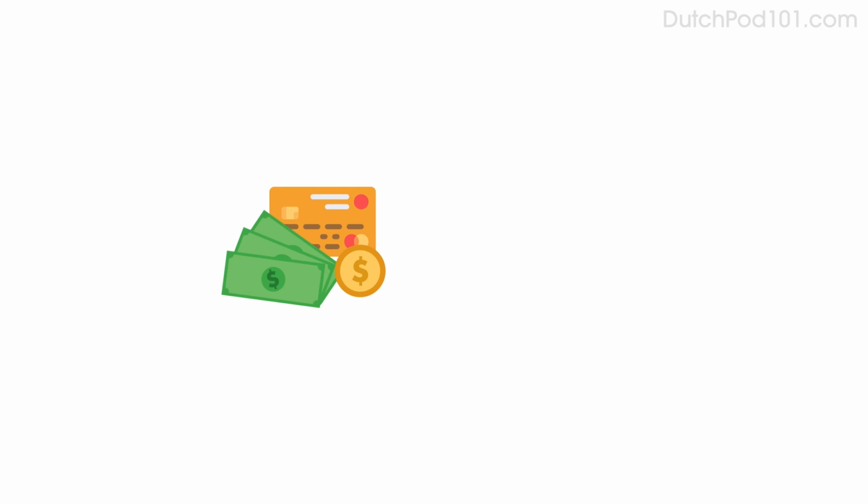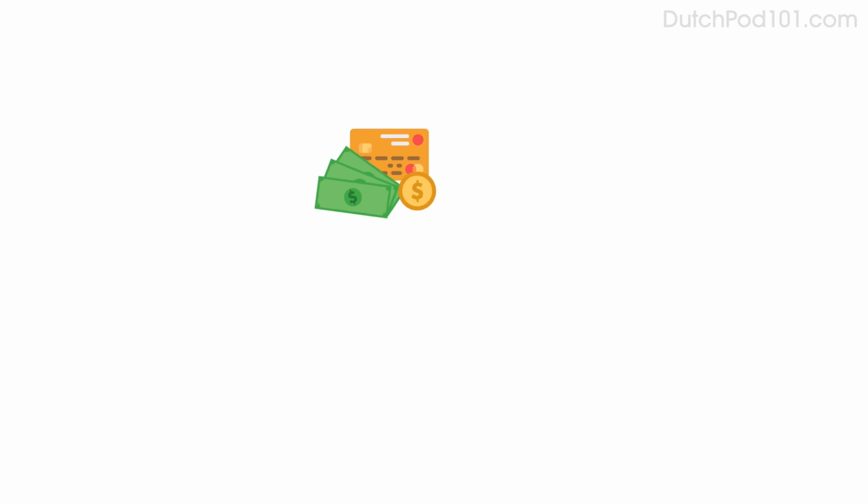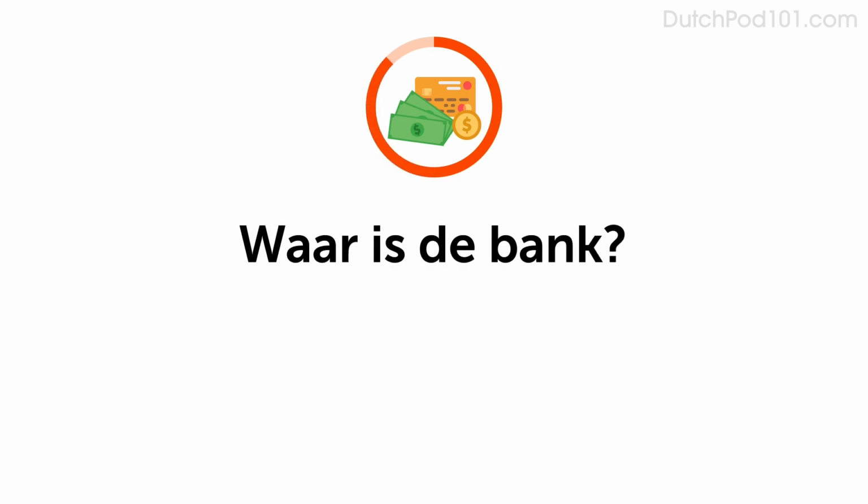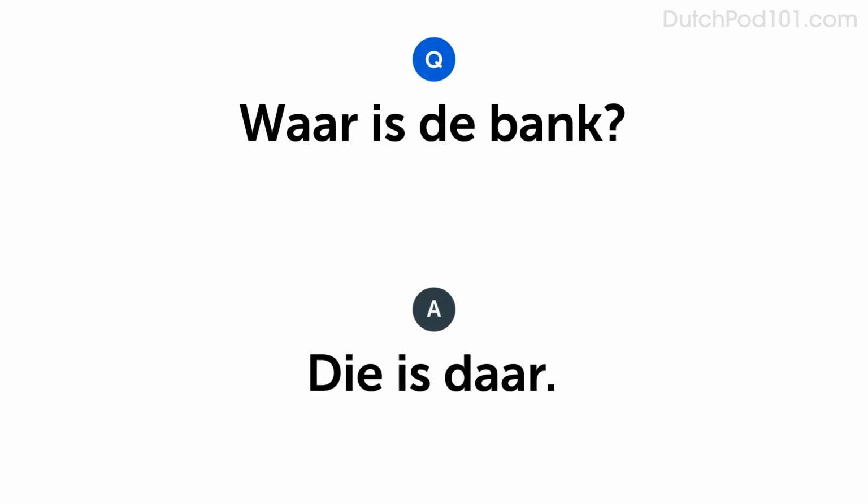Imagine you're looking for the bank. Do you remember how to say, the bank? De bank. Say, where is the bank? Waar is de bank? Now ask where the bank is and answer saying the bank is over there. Waar is de bank? Die is daar.